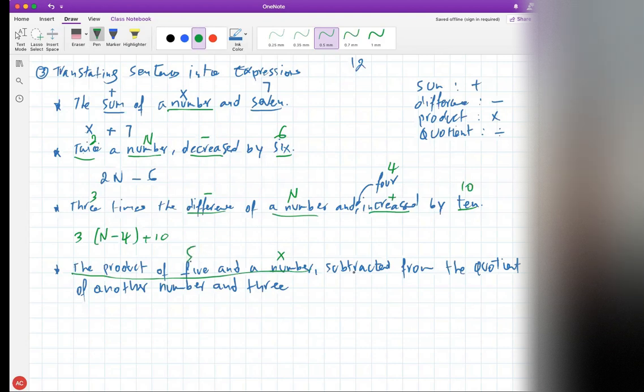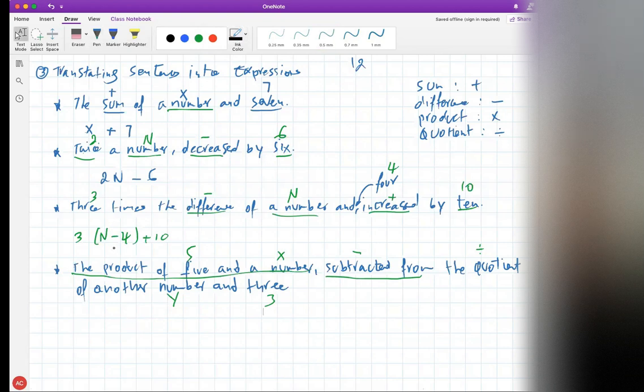So 5x, subtracted from, minus. Minus 3. Then the quotient, minus y divided by 3. So the quotient here is a division. It's between one number and another number, not the same one. If it says that number, then you would use the same label. Another number here, let's call it y, and 3. Okay, so that's good. Let's put this together now in one expression.